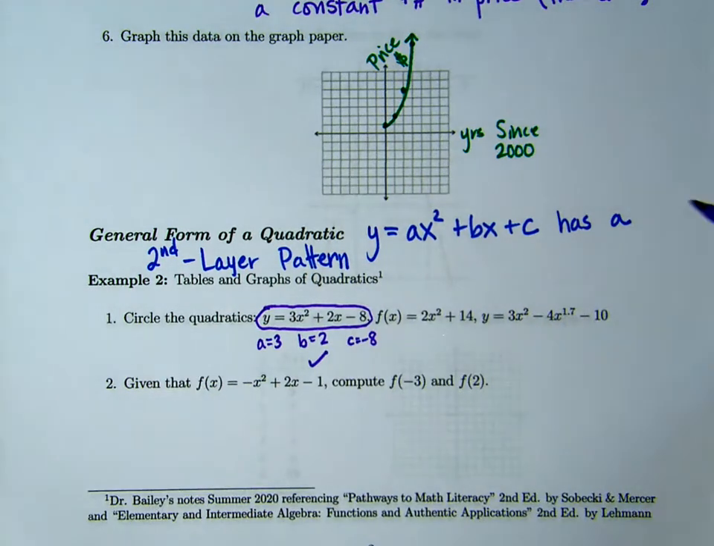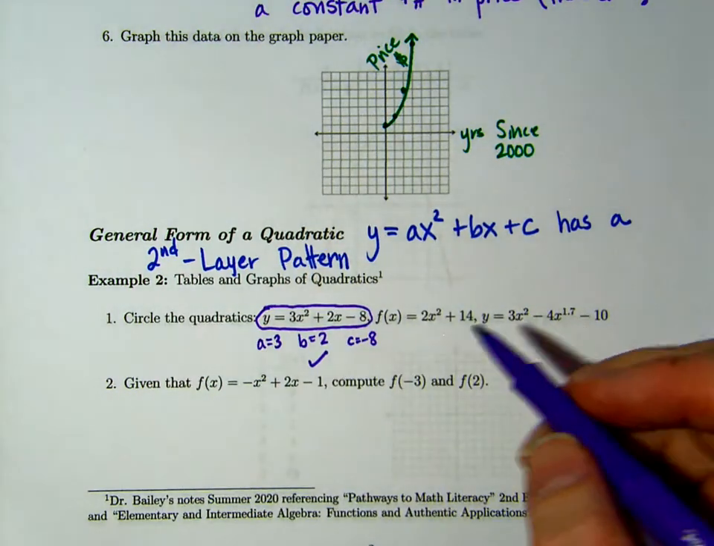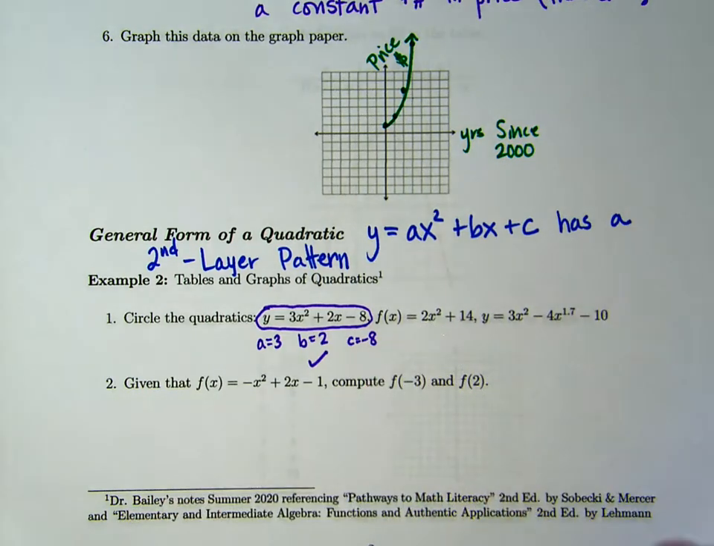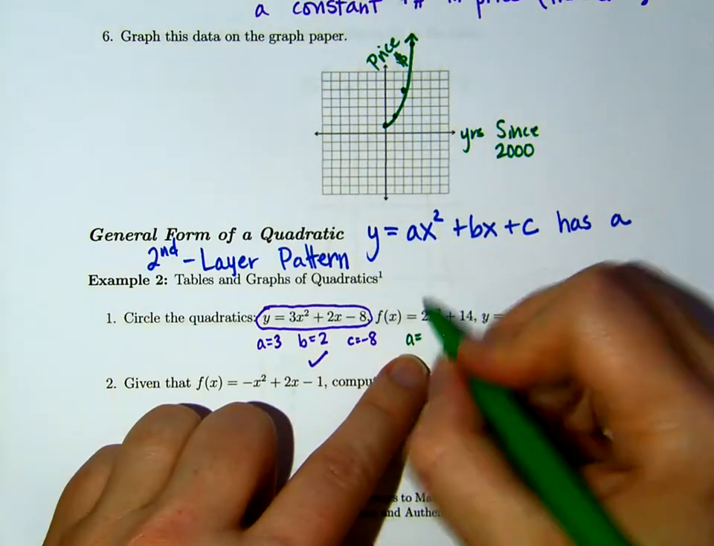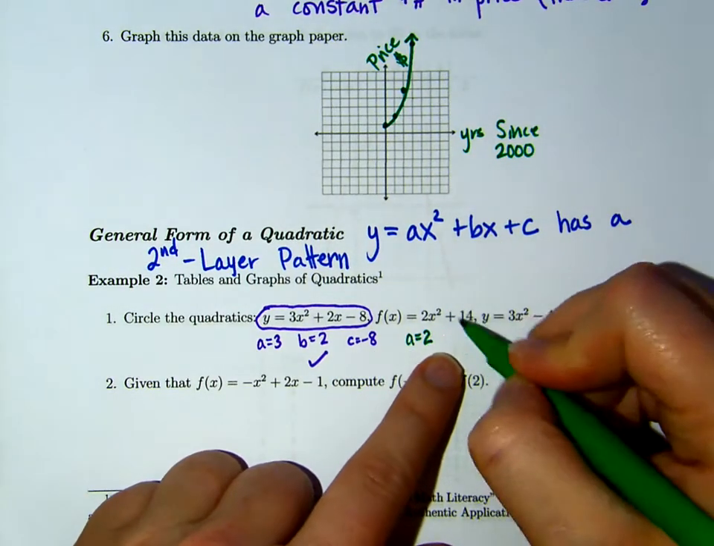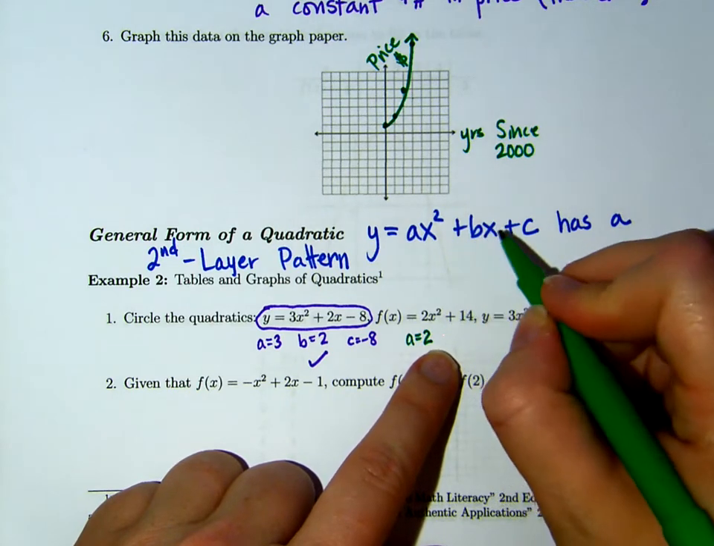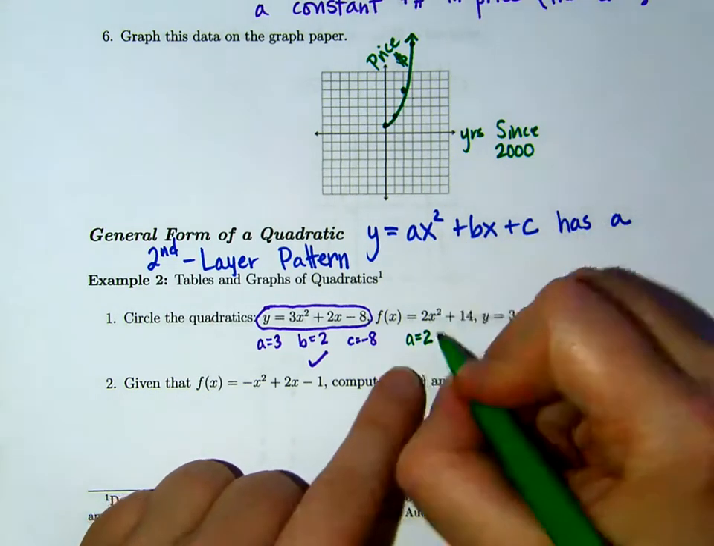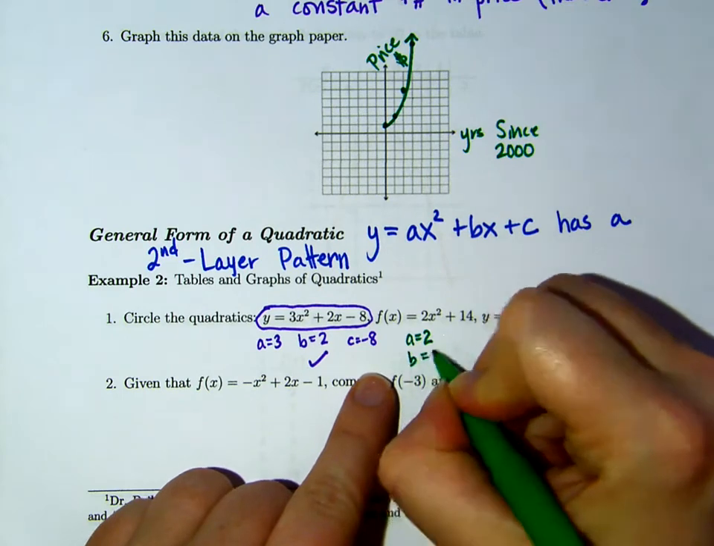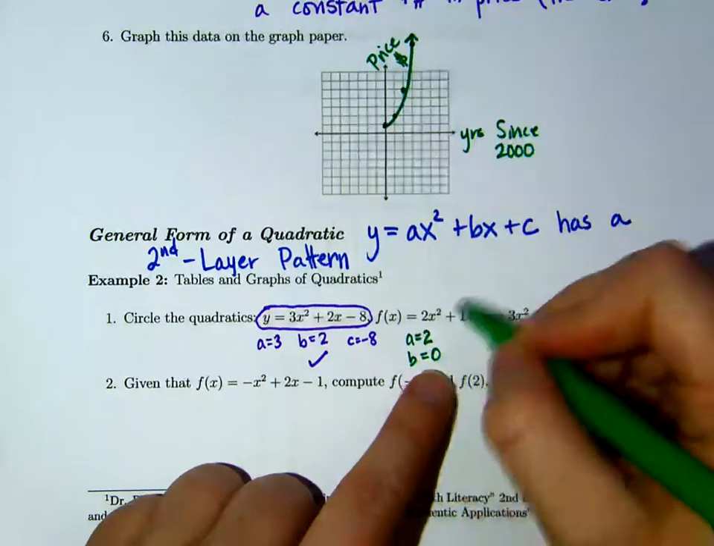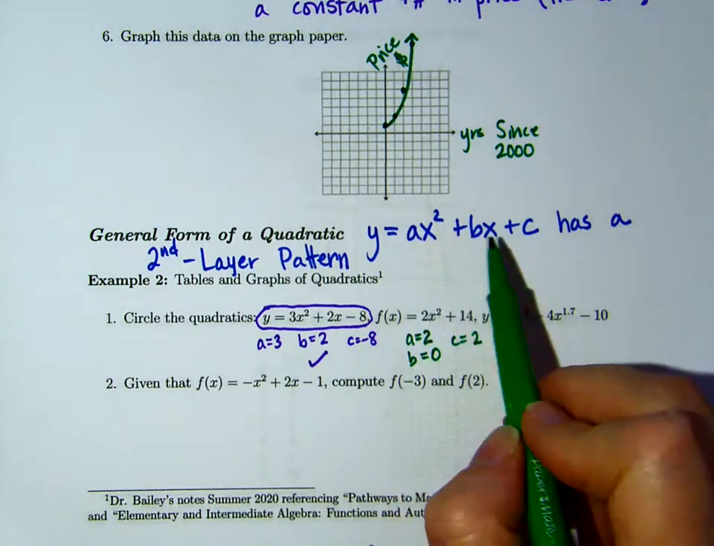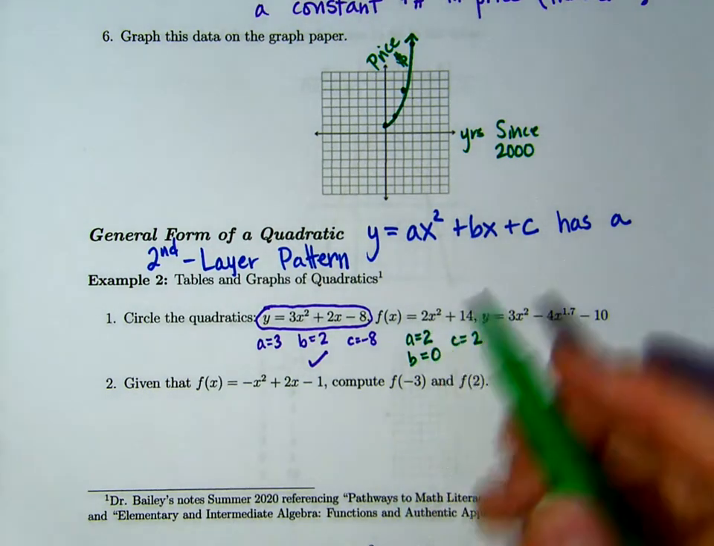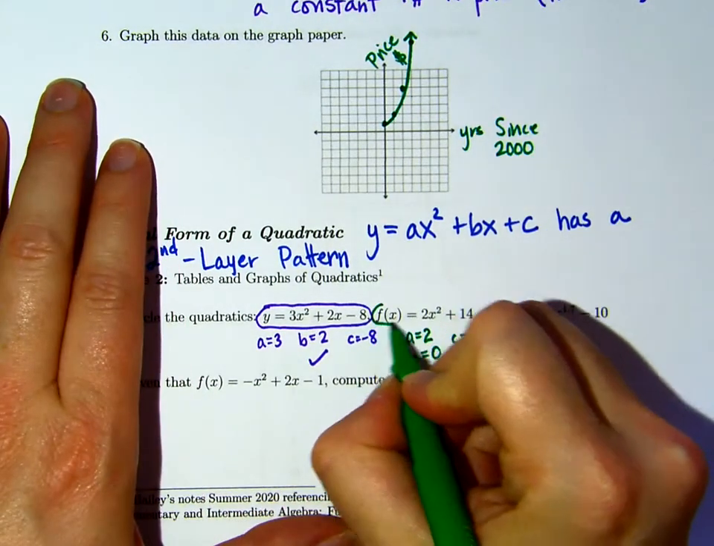More like an oval or an ellipse, but still. The second one has A equals 2, and the B x's, well, there are 0 x's, so B equals 0, and C equals 2. But it's still in this format, it's just that there were 0 x's. This is another quadratic.